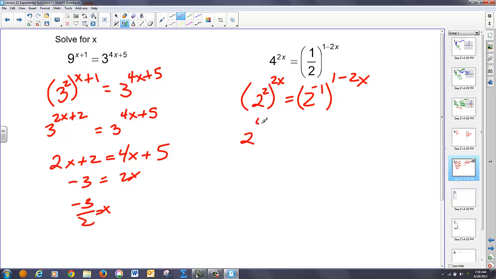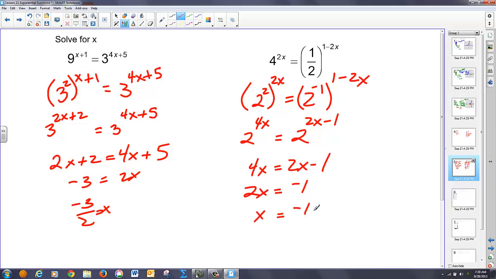That's 2 to the 4x is equal to 2 to the 2x minus 1, distributing the negative 1 through. Again, I can drop the bases out, so that's 4x equals 2x minus 1, 2x equals negative 1, and x is equal to negative 1/2.